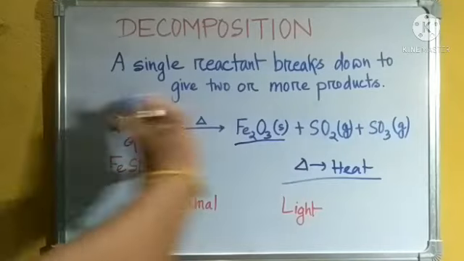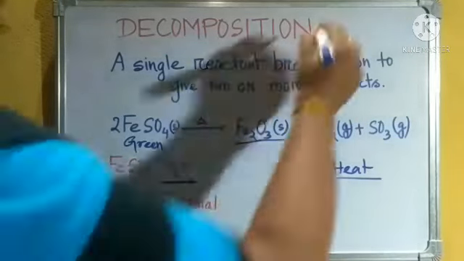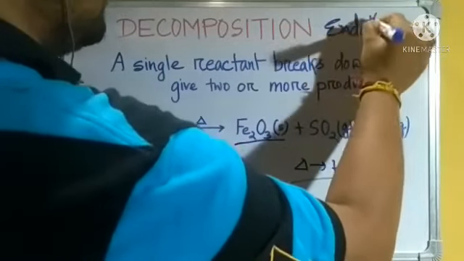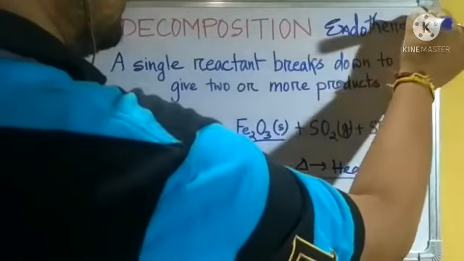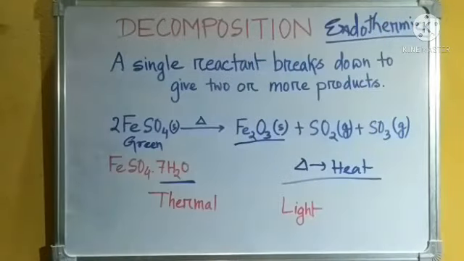This example you can also use for endothermic reactions. In our previous classes we have discussed endothermic and exothermic reactions. What are endothermic and exothermic reactions? Exothermic reactions are reactions in which heat or energy is produced in the reaction.